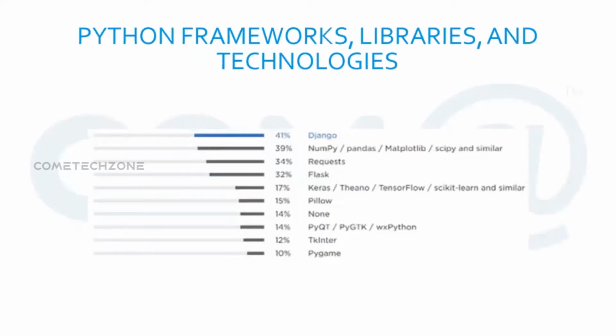For the Python libraries and technologies, the majority of them are Django, NumPy, Pandas, MATLAB, SciPy, Requests and Flask. These are the top frameworks and libraries which are most wanted with respect to Python.